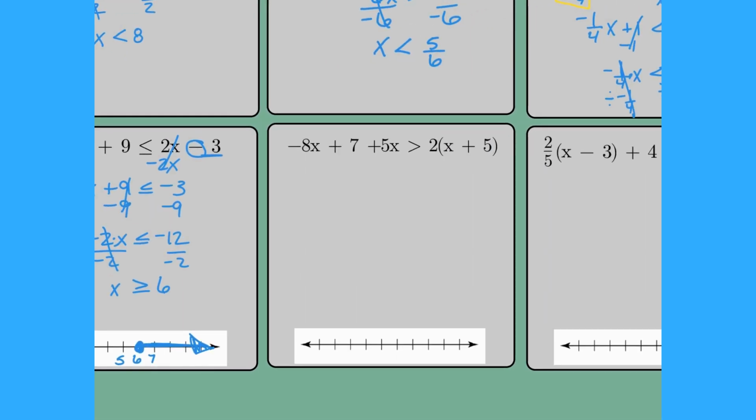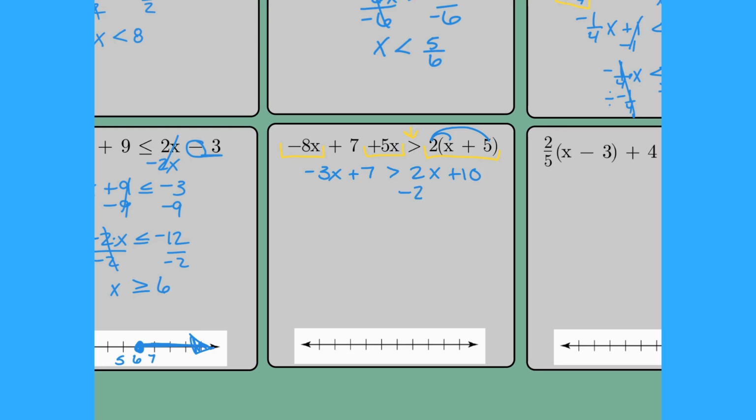This one I have some like terms here, and they're both x terms. So again, because they're on the same side of that inequality, I'm going to leave them just how they are and add them together. So negative 8 plus 5 is negative 3x. And then on the right-hand side, I'm going to do that distributive property. So that's going to be 2x, and 2 times 5 is positive 10.